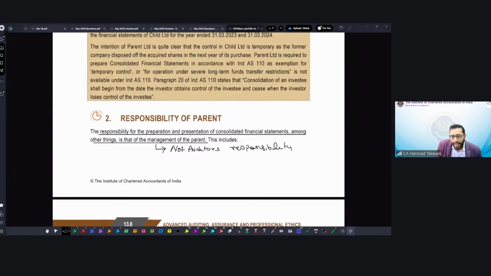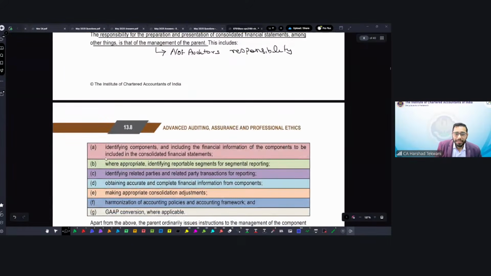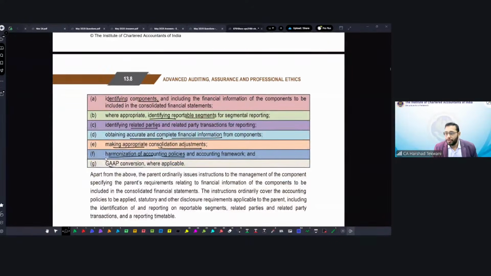The points that we discussed, the responsibilities of the parent, are identifying components, identifying reportable segments, related parties, obtaining accurate and complete financial information, making appropriate consolidation adjustments, harmonization of accounting policies, and GAAP conversion. Clear? Any doubt?